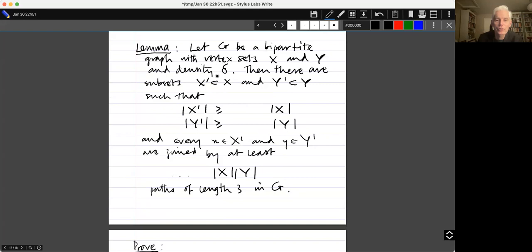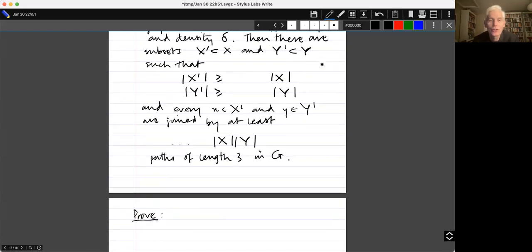so here we've got the density delta is telling us what the average degree of a vertex in X is. It'll be delta times the size of Y. But I'm going to be passing to subsets, and if you pass to a subset of X and all you know about is the average degree, then when you pass to the subset, you don't know whether you've got any edges at all.